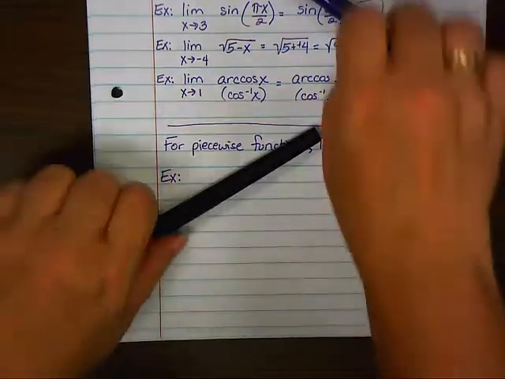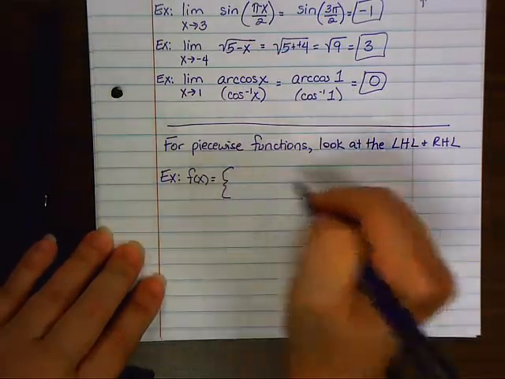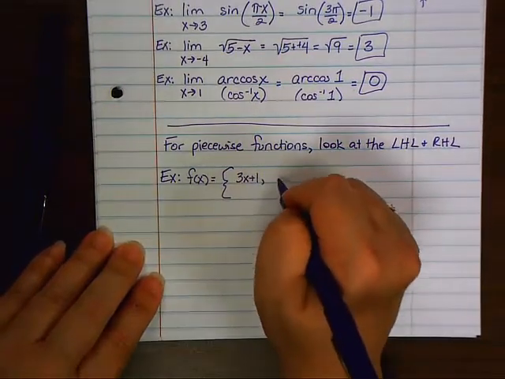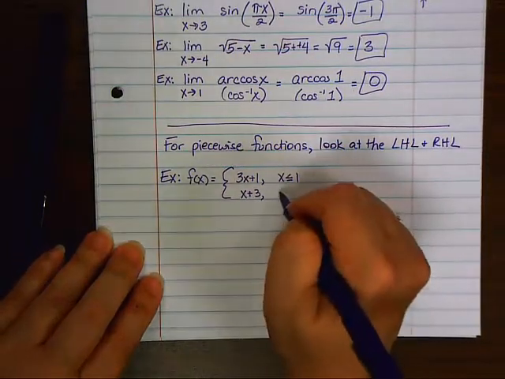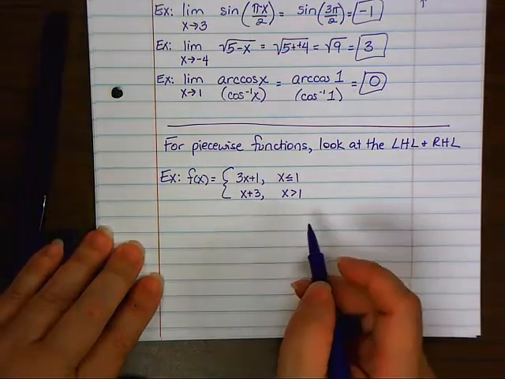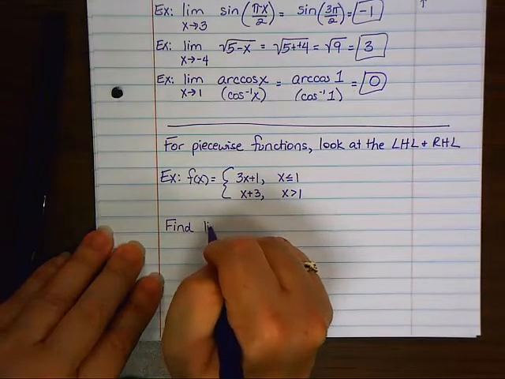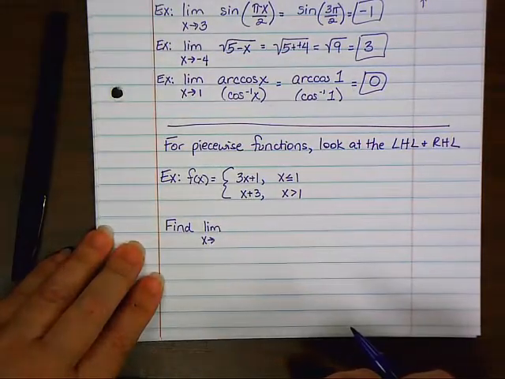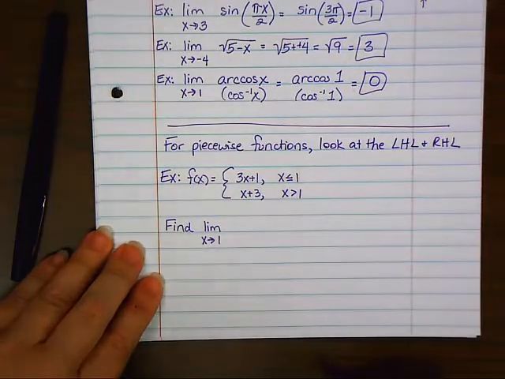Okay? So what we're going to do is we're going to write the function down first. F of x equals, draw up braces, 2 lines. We're going to put 3x plus 1, comma, x is less than or equal to 1, x plus 3, comma, x is greater than 1. Now the question is going to say find the limit as x approaches. What number do you think that they're going to really be concerned about? 1, because 1 is where they break, if they break.